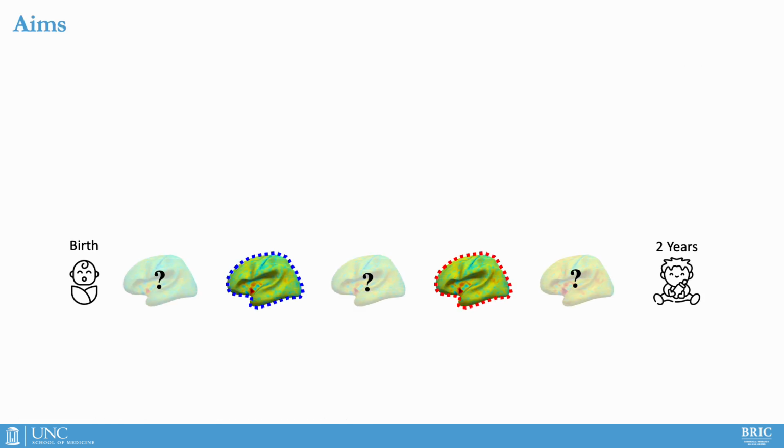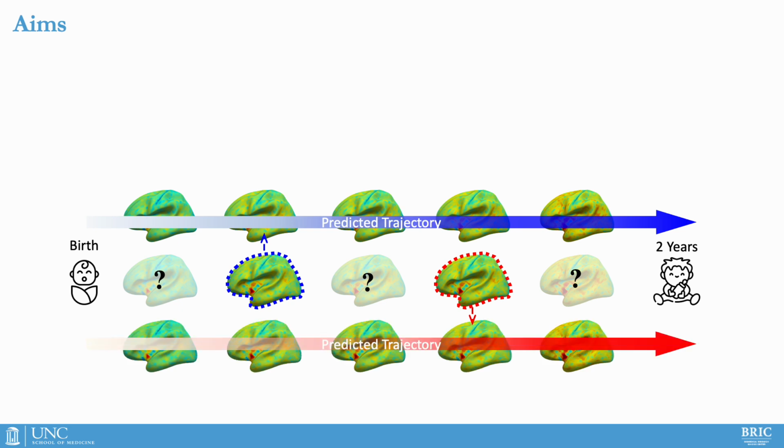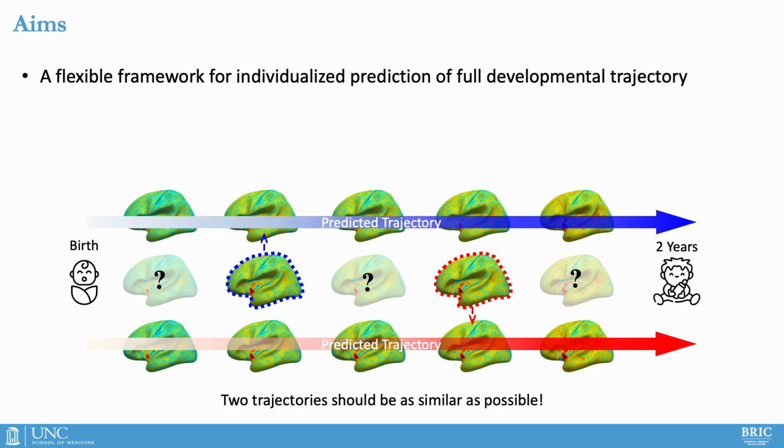So what we want to realize is that for an infant who has two available scans from birth to 2 years, based on his first available scan, which is the blue one, we could obtain his complete developmental trajectory. And based on his second available scan, which is the red one, we could obtain another developmental trajectory. And these two trajectories should be as similar as possible. To summarize, our goals are to develop a flexible framework for individualized prediction of the full developmental trajectory, and to reinforce the longitudinal consistency of different inputs to reduce the ambiguity in practical scenarios.